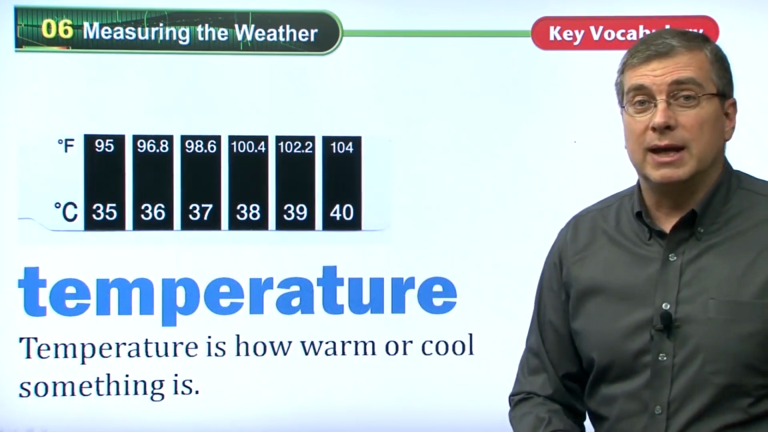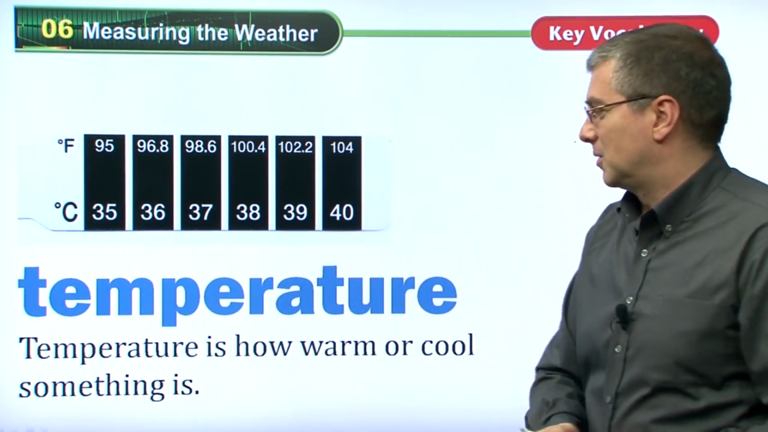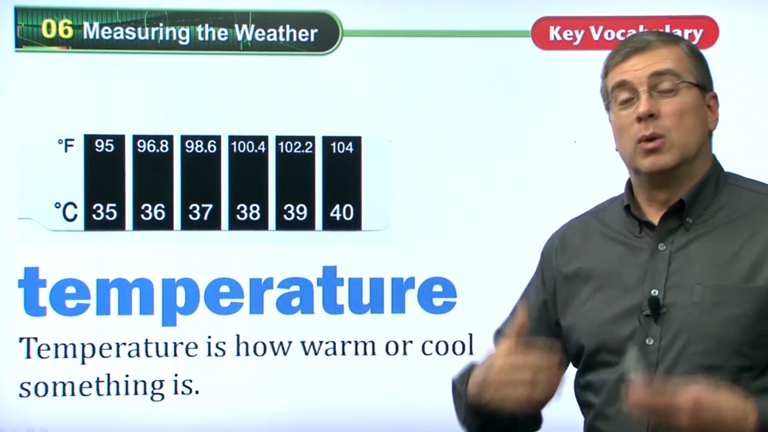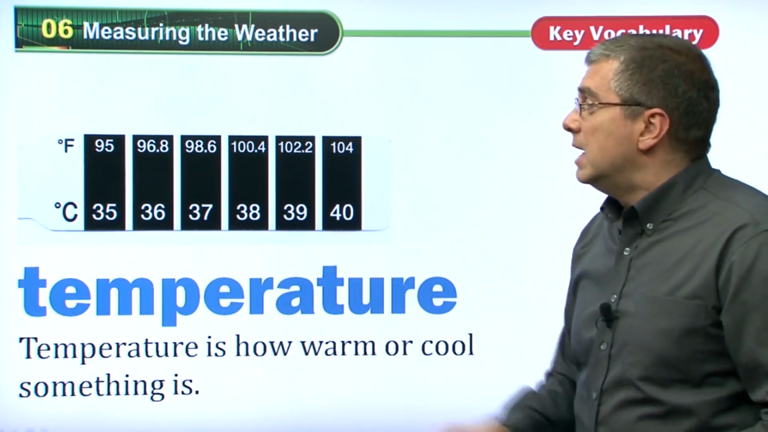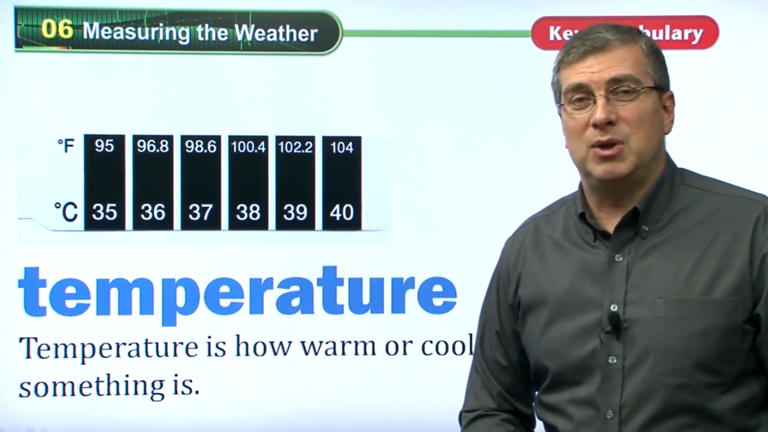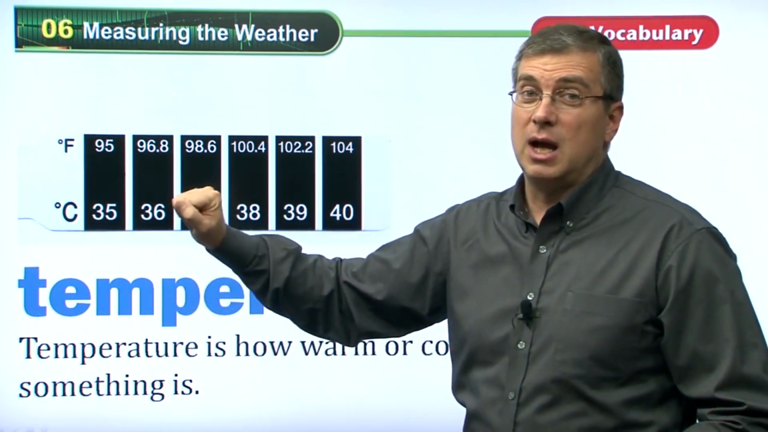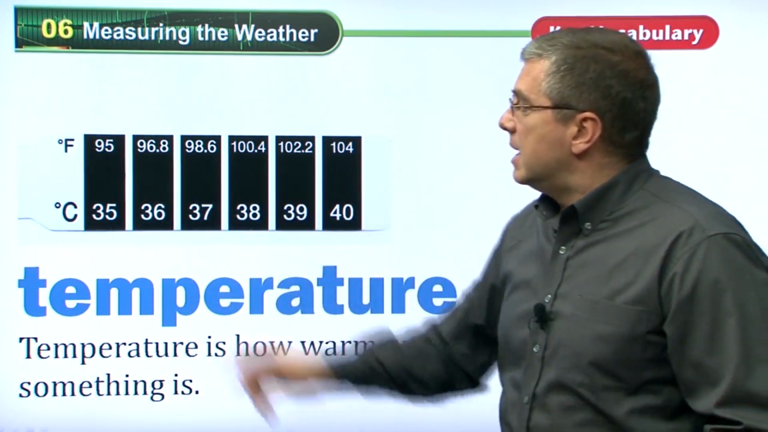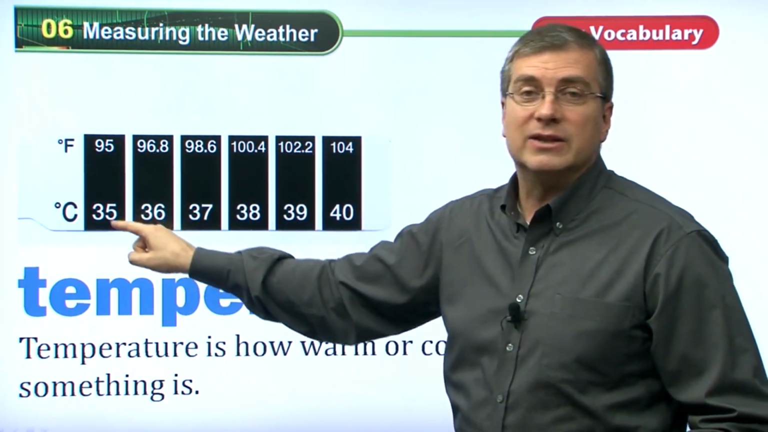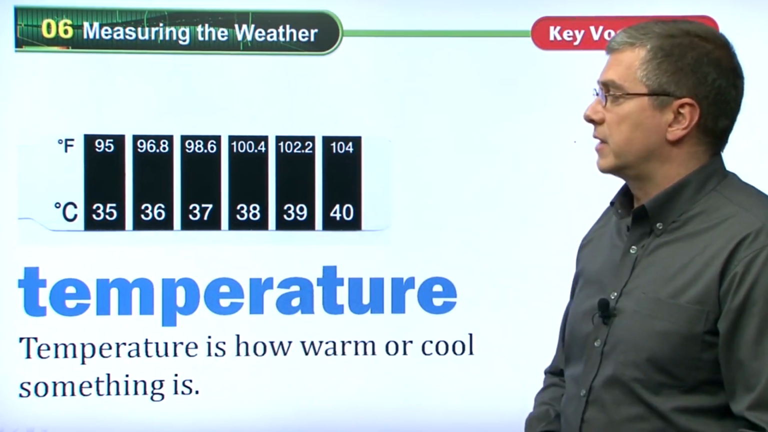Now, one thing about the weather we can measure is the temperature. Temperature is how warm or cool something is. Remember, I taught you that word in Unit 5. If we take a look at this chart, we have two systems for measuring temperature. In Korea, we use Celsius. In North America, especially America, they use Fahrenheit. These are differences of temperatures. These relate. 95 degrees Fahrenheit is 35 degrees Celsius.